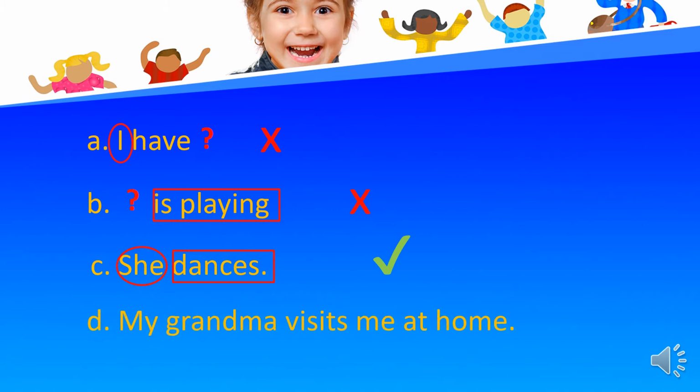Next example is "my grandma visits me at home." Who visits me? My grandma. And what does grandma do? Visits. "Me at home" is just additional information about the sentence that even if you remove them, the sentence still makes sense.